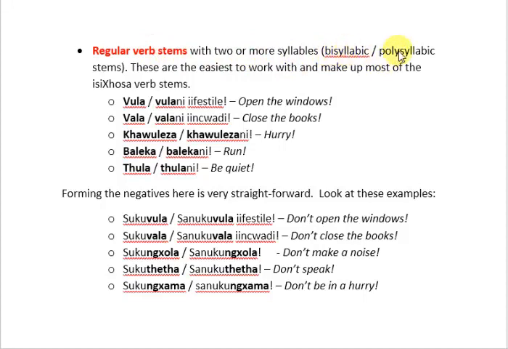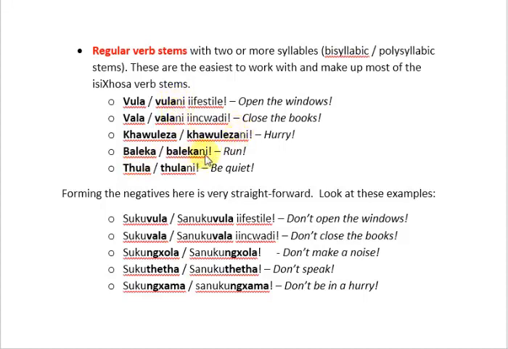The third category we call just regular verb stems, consisting of two or more syllables, in grammatical terms bisyllabic or polysyllabic stems, and are the easiest to work with and also make up the majority of IsiXhosa verb stems. Vula, vulani, ifestile, open the windows. Vala, valani, incwadi, close the books. Khawuleza, khawulezani, hurry. Baleka, balekani, run. Thula, thulani, be quiet.